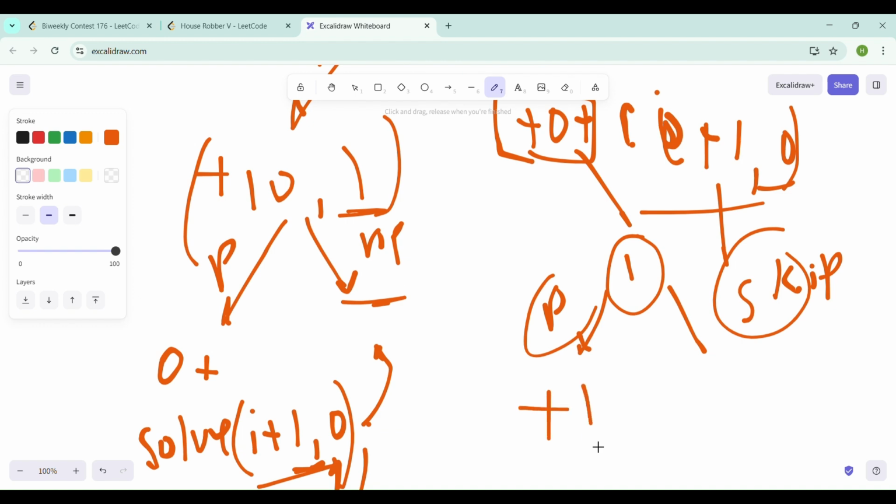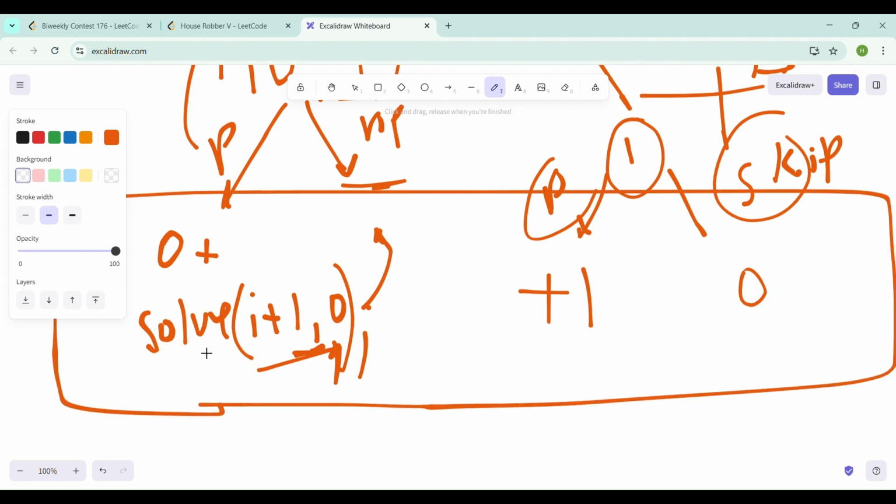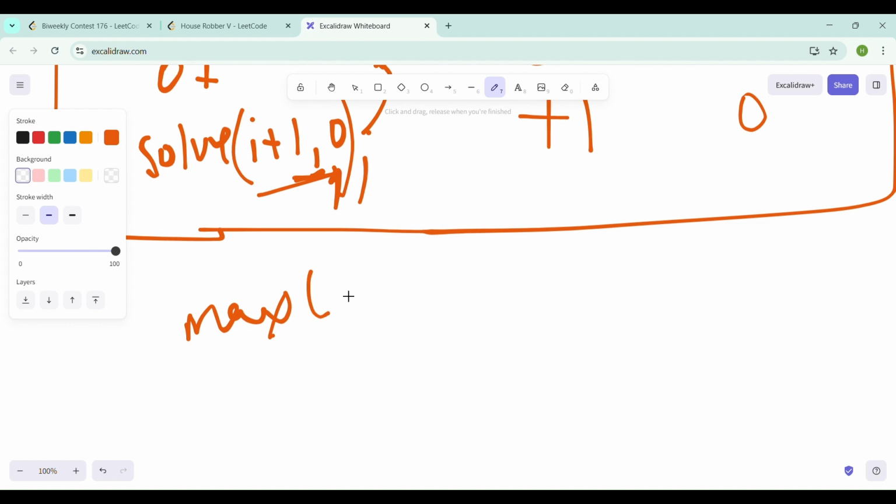You can pick this element, you will get +1. If you skip, you will get 0. And ultimately, what will you return? You will return the maximum of all of these, right? Maximum of pick comma not pick. Why maximum of pick comma not pick? I hope this is clear.